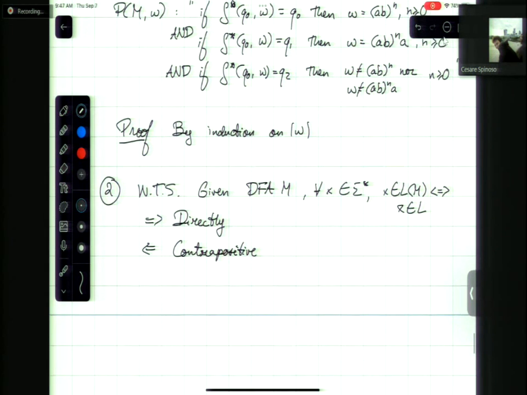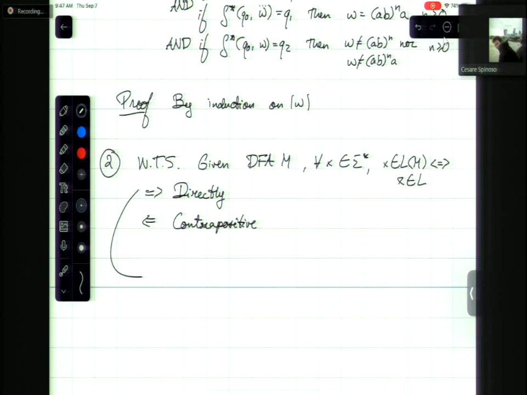So how am I going to prove this directly? Well, I need to show that if I have some string x in L of M, then that string also has to be in L. So how am I going to do that? Well, let's just pick some string x in sigma star and say that x is in L of M. And so by definition, what does it mean for x to be in L of M? Any takers for that question? Yeah?